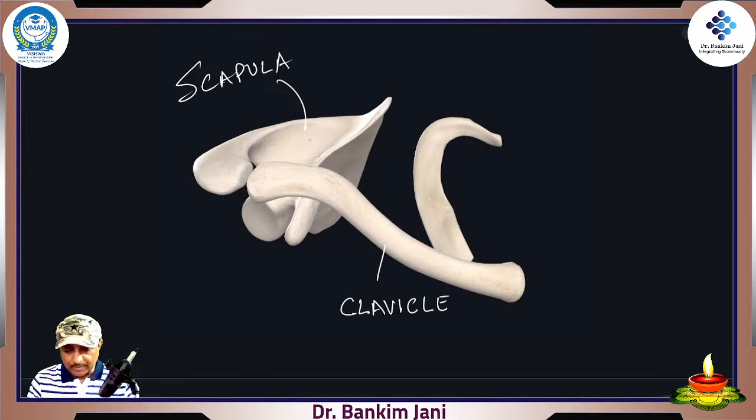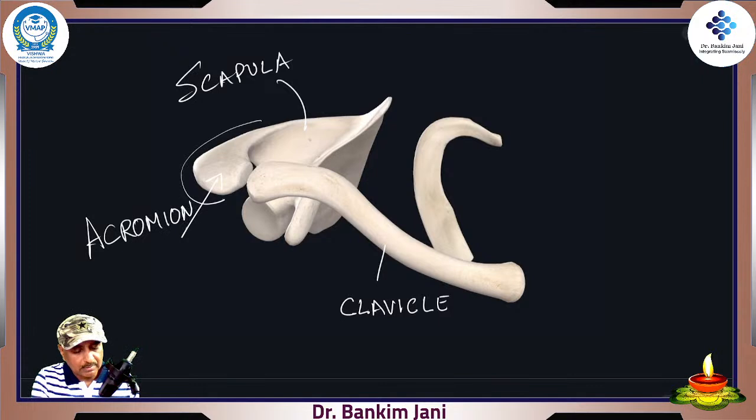At this point of time, just watch for this. There is a portion which is coming like this, and then it is communicating or talking with the clavicle. This process is called the acromion process. So what should be the name of the joint?